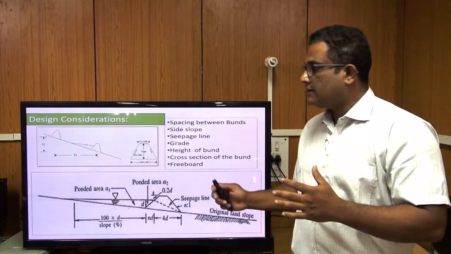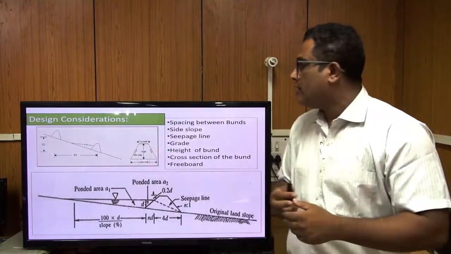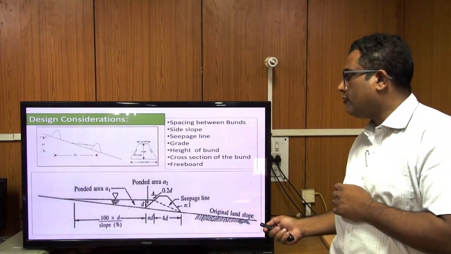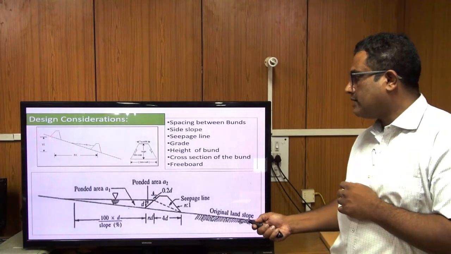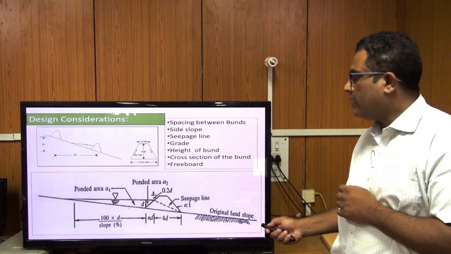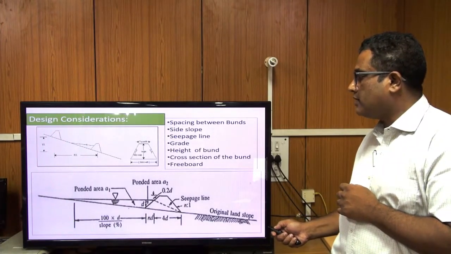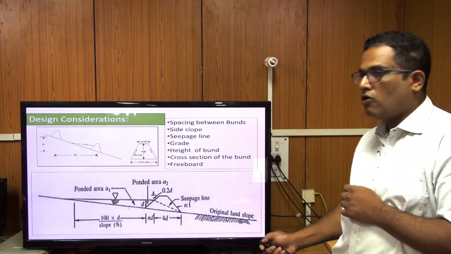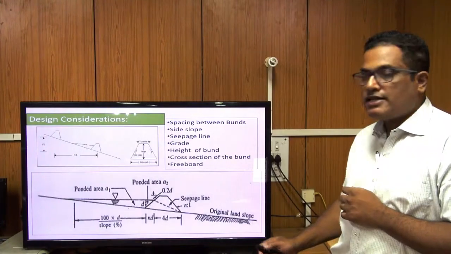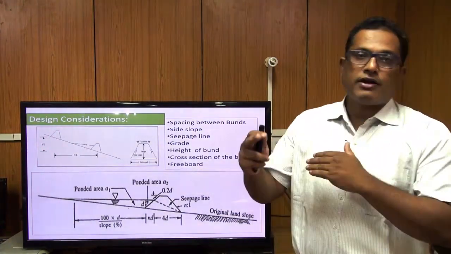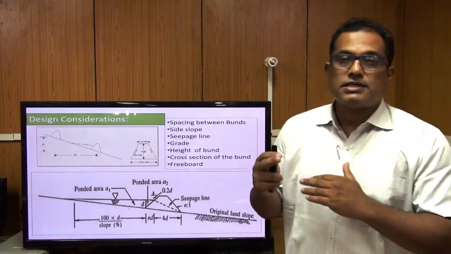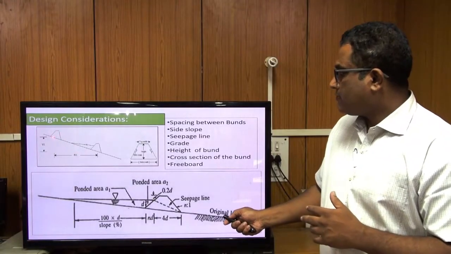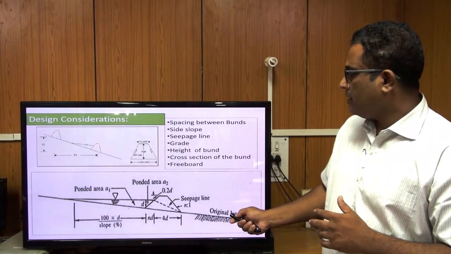So there are certain design considerations for the contour bund. This is a pictorial view of a section of contour bund. This is your existing slope, and these are two consecutive contour bunds. The distance between two consecutive contour bunds is the horizontal interval, and the difference in elevation between two successive contour bunds we call the vertical interval or the height. This is one contour bund and this is the downstream contour bund.